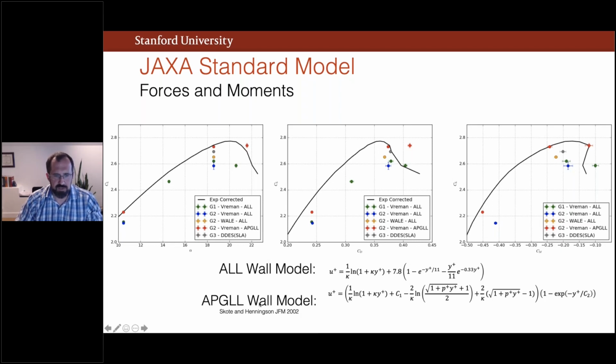For more details, you can check with the citation, although I need to double check with Eduardo whether that's actually the right citation. I thought it was by a different group. But in any event, you can see that in general, the best results were obtained with the Vreman SGS model, coupled with the adverse pressure gradient log law wall model. And those are the points in red in these plots.